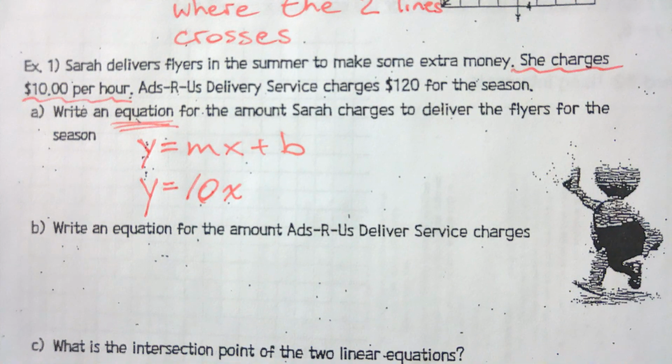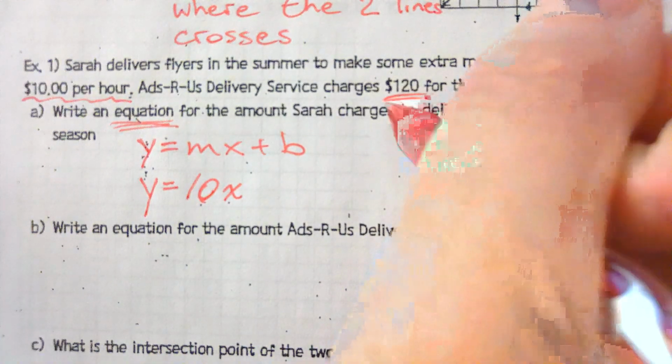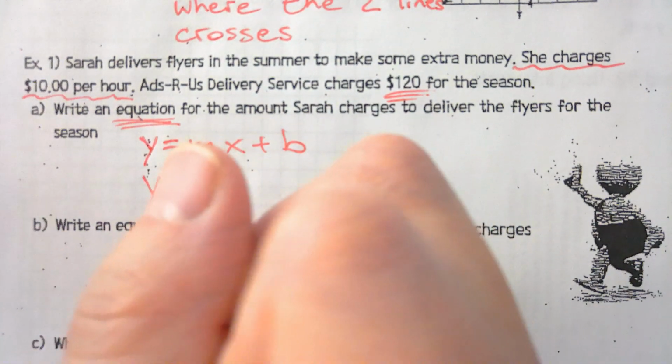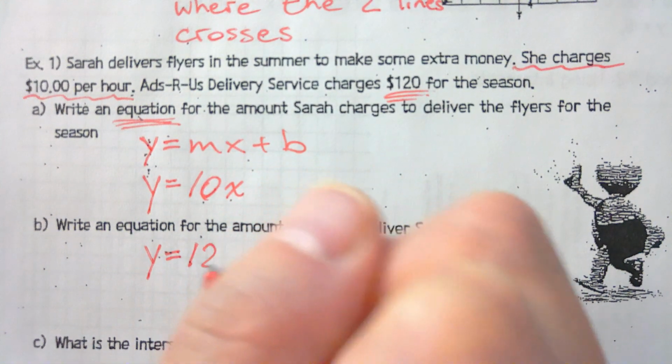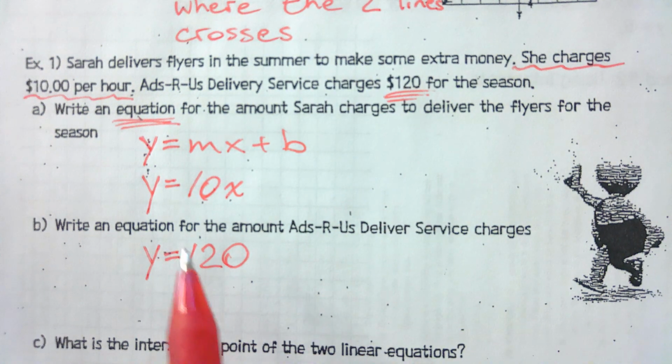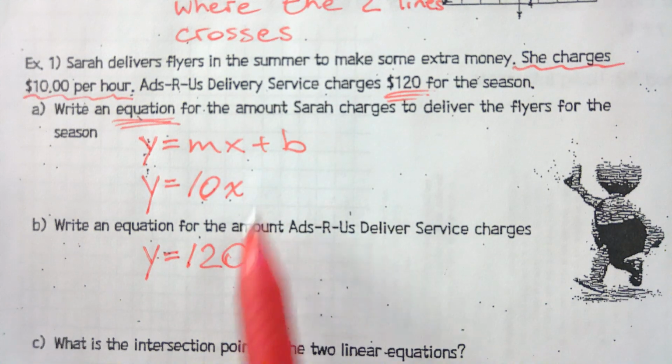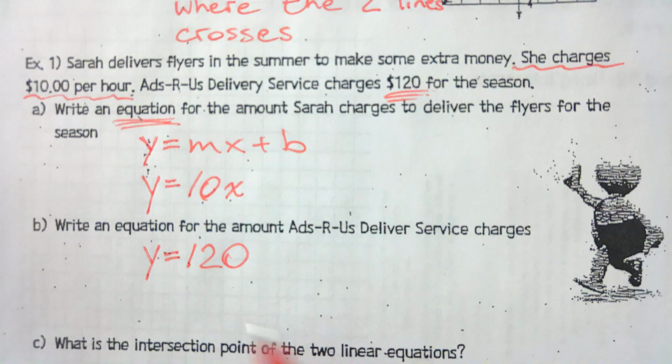Okay, what about Adam's? Adam's is just the 120 for the whole season, no matter how many hours. So what would my equation be? Y equals 120. Good. Where's the x? Where's the m? Well, because it doesn't matter how many hours I deliver, I don't have that part. It's just the 120 flat. I only have the flat rate.